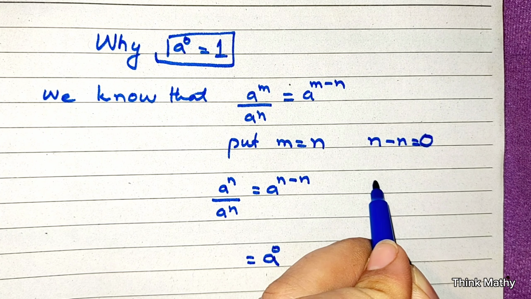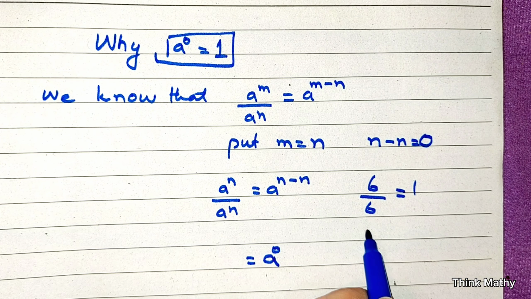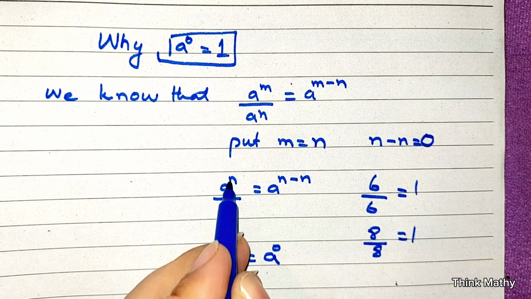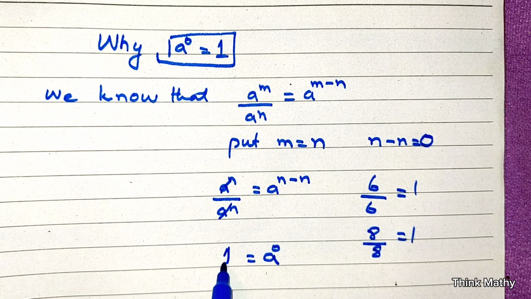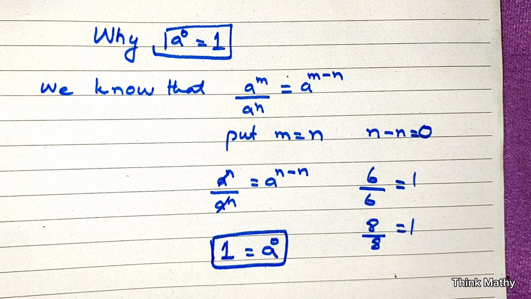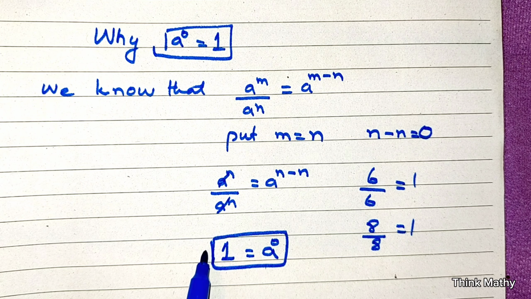And we know on the left hand side, for example, 6 over 6 will be equal to 1. 8 over 8 will be equal to 1. In the same way this will also be equal to 1. So we have proved this thing: a to the power of 0, or any number to the power of 0, is always equal to 1. So remember this thing.